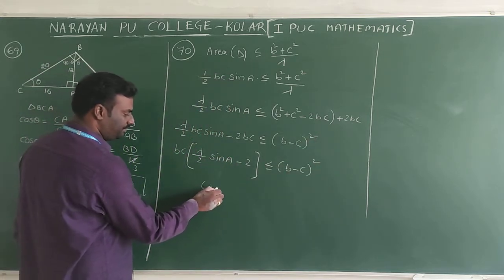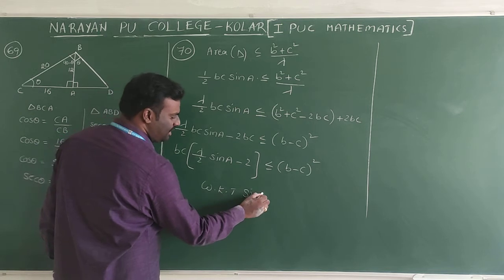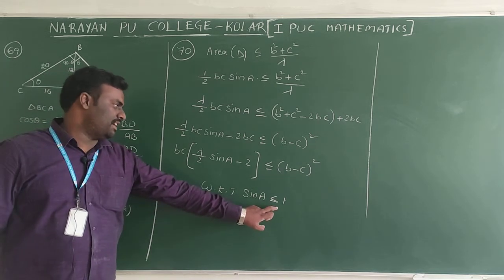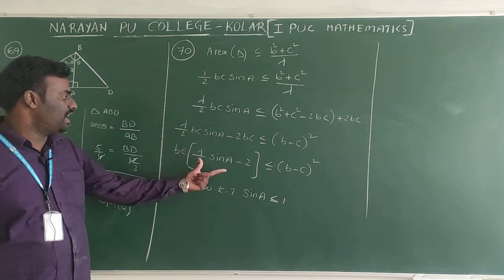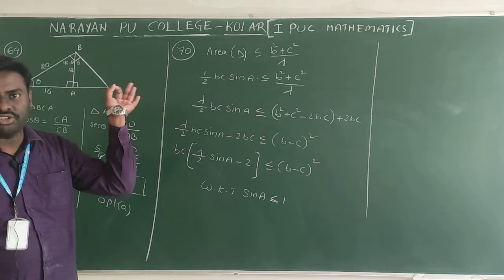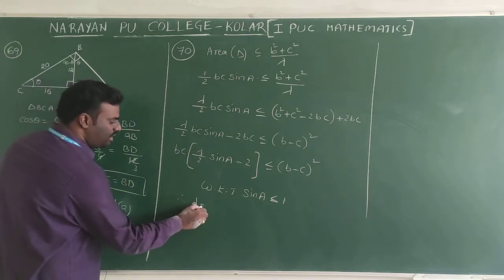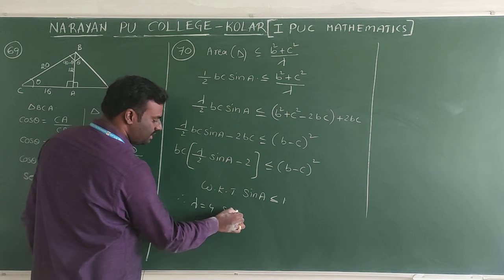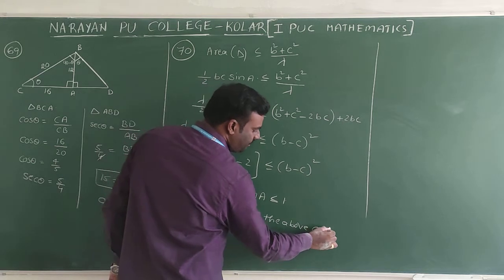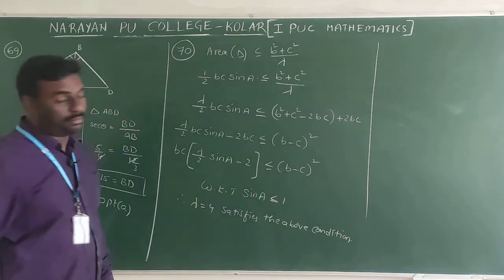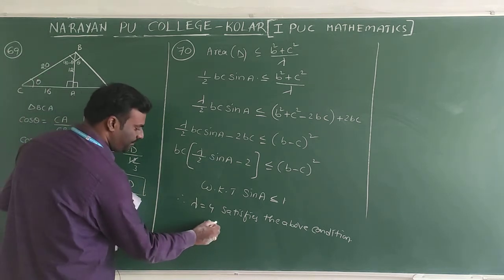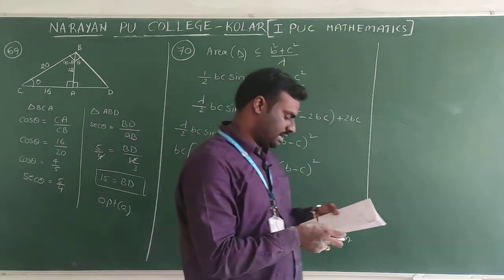We know that sin A value is less than or equal to 1. So if you take sin A value less than or equal to 1, whichever lambda value you substitute that satisfies, we will get so many values, but in this we require the largest numerical value. So therefore lambda equals 4, if you take, satisfies the above condition. Lambda equals 4 is nothing but, for question 70, option D is the correct answer.